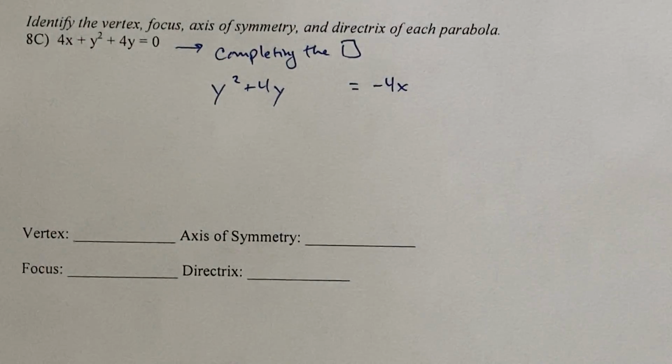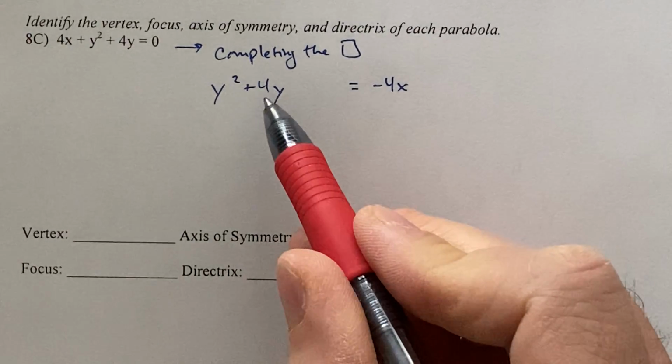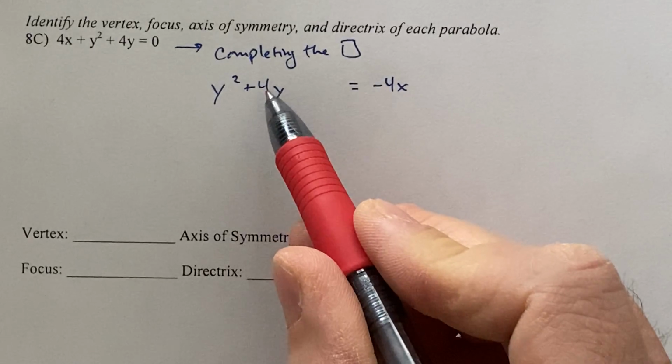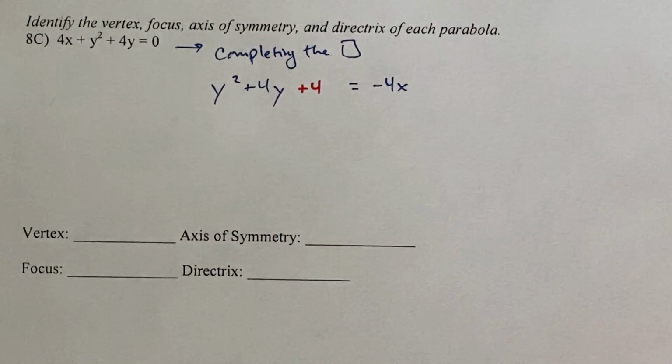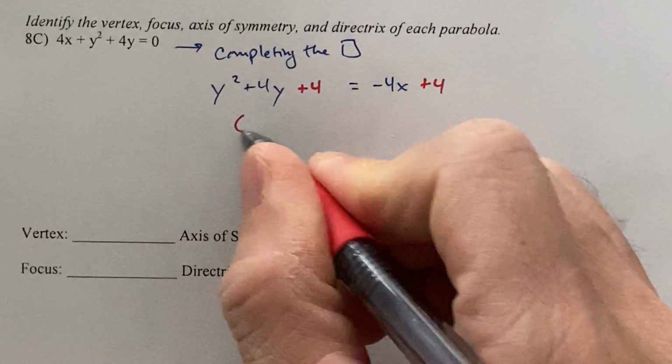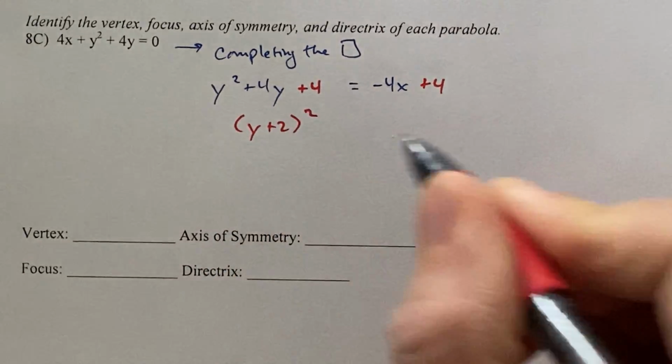Okay. Now this is where the completing the square process comes in. Pretty easy process. All I have to do is take half the value of b and square it. So half of that is 2. Squared is going to be 4. So I'm going to add 4 to both sides of my equation. Once I have that, it becomes a super duper easy factoring. So when I factor this, it's going to be y plus 2 quantity squared.